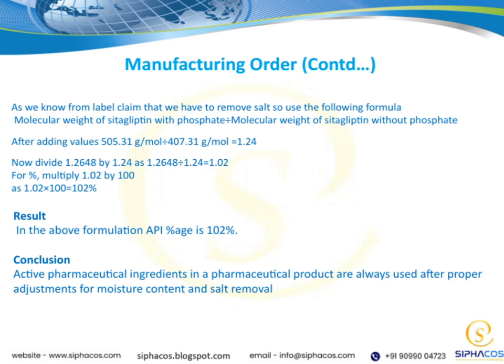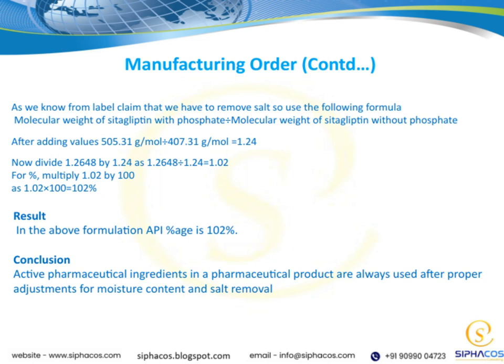We use the molecular weights. The molecular weight of sitagliptin with phosphate divided by the molecular weight of sitagliptin without phosphate. So we take 505.31 grams per mole and divide it by 407.31 grams per mole, which gives us approximately 1.24.